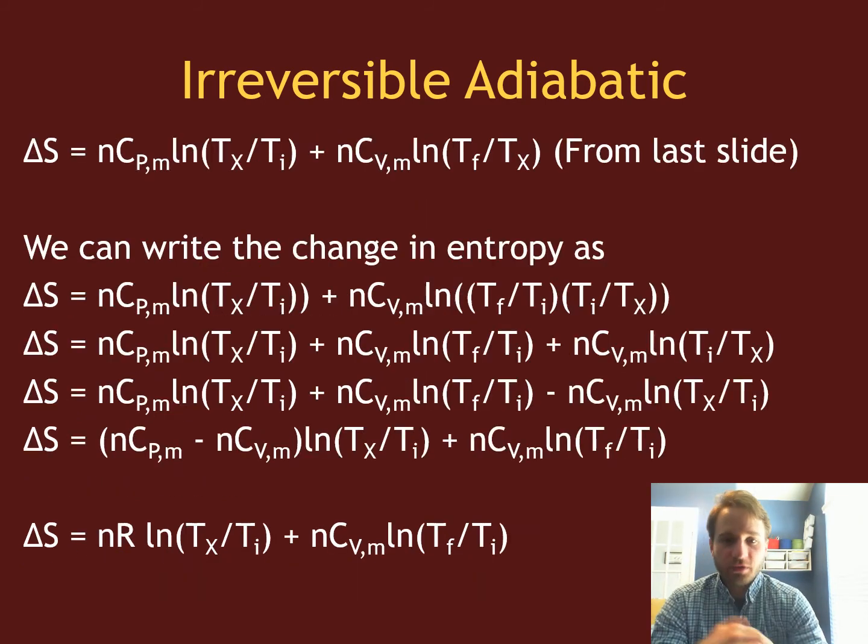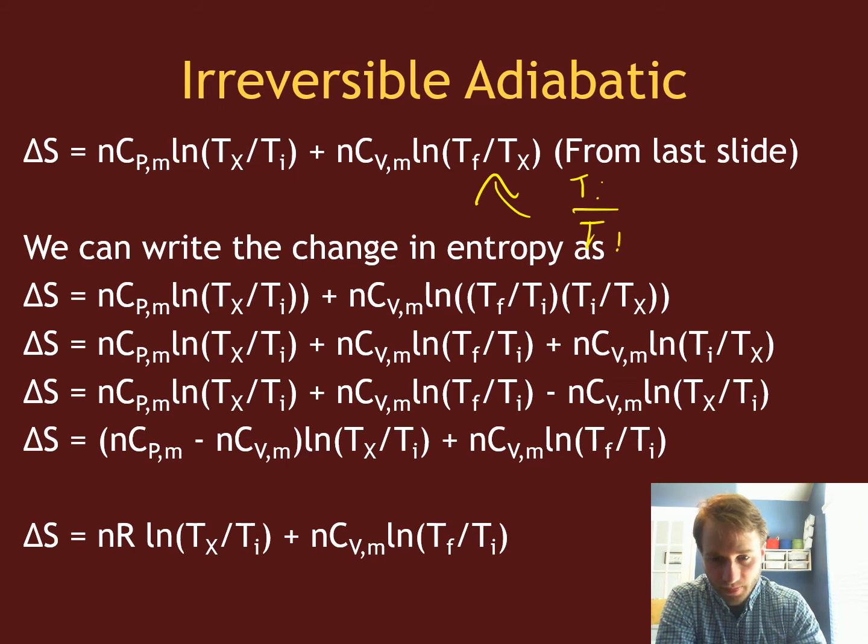So using that expression from the last slide, the first thing I'm going to do is multiply it by T initial over T initial. Okay. And so that's going to give me this T final over T initial times T initial over Tx. And I'm going to again use the properties of the natural log to make that NCVM ln T final over T initial plus NCVM ln T initial over Tx. I'm going to flip what's inside that ln and change this to a minus sign when I do that.